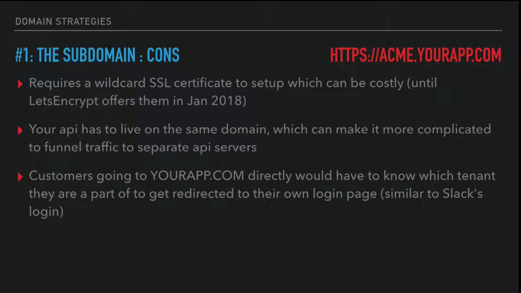Basically, you would have to reverse proxy it and then send it to different servers if you wanted to have specific API servers. The next is that customers going to just the plain yourapp.com directly wouldn't be able to log into your application. They would have to get redirected to their own subdomain. So if you've used Slack before, you've seen this where they ask you for your team name. And what they're doing at that point is just redirecting you to teamname.slack.com to actually log in.